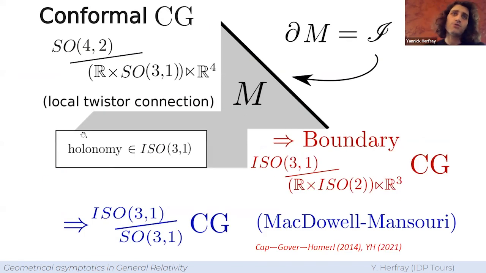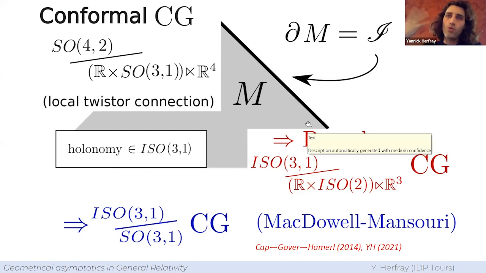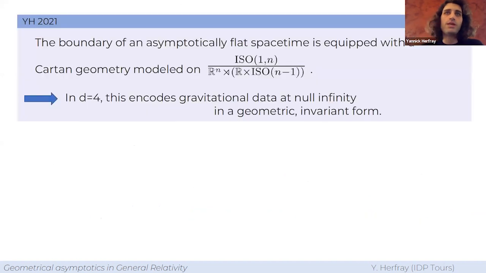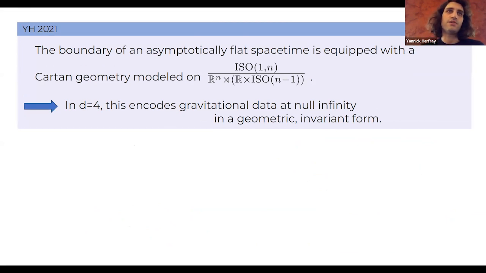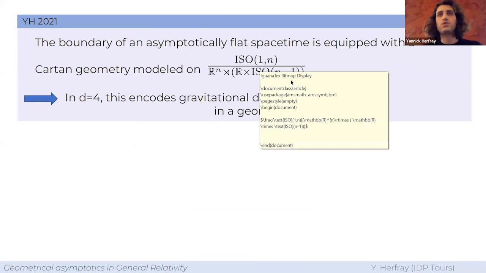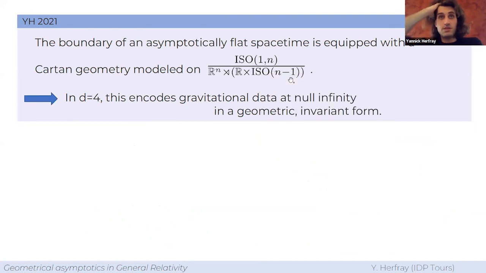So this is the picture. You start with a homogeneous space. What this is saying is that anytime you have an asymptotically flat spacetime, you get something induced at the boundary, which is this type of Cartan geometry. And this is really a geometrical realization, completely invariant, of what gravitational data are, just from the point of view of null infinity itself. Something which is completely intrinsic. You can define this geometry without any reference to Minkowski space.